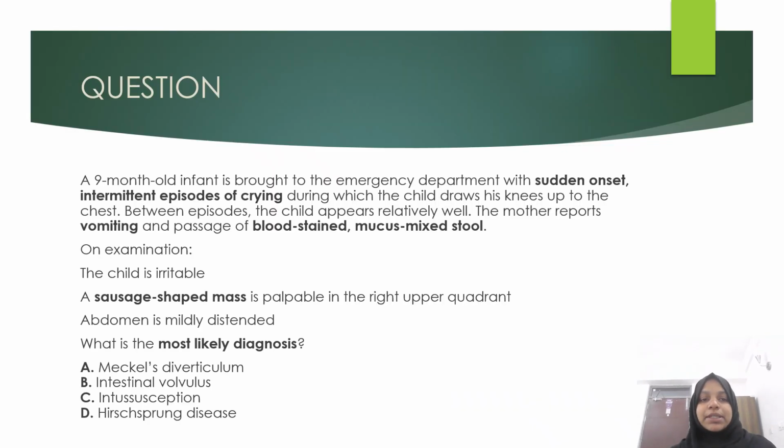Next question: a 9-month-old infant is brought to emergency with sudden onset intermittent episodes of crying during which the child draws up his knees to the chest. Between episodes, the child appears relatively well. The mother reports vomiting and passage of blood-stained mucus mixed stool. That's a 9-month-old child, right? So the age of presentation is also very important.